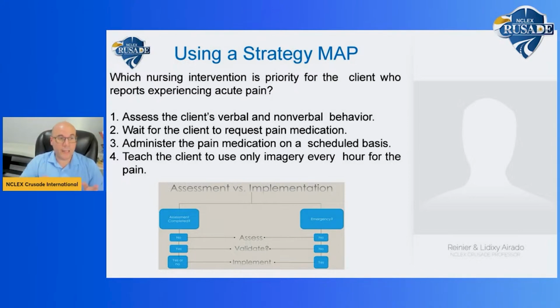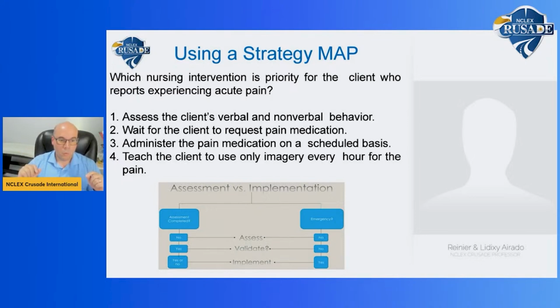So look at the map. If you're dealing with a scenario where no assessment has been done and it is not an emergency, what's my answer according to the map? My answer is going to be an assessment. That's my answer. Now, let's see what answers are assessment, and we can eliminate the answers that are not assessment. So number one is very easy. It says, assess the client's verbal and nonverbal behavior. That's an assessment. So we keep it.